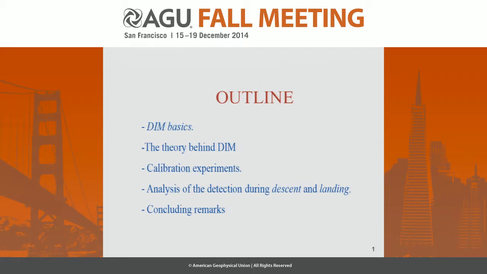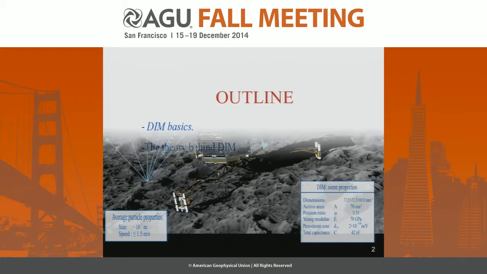Well, perhaps I will be talking to you about one of the simplest and smallest instruments of the mission. I will be starting with some basics of the Dust Impact Monitor, then a bit of the theory behind DIM. I'll be talking about the calibration experiments and the analysis of the detection during descent and landing, and concluding remarks. So the idea is to make a story from the calibration experiments, then the detection, and then the analysis.